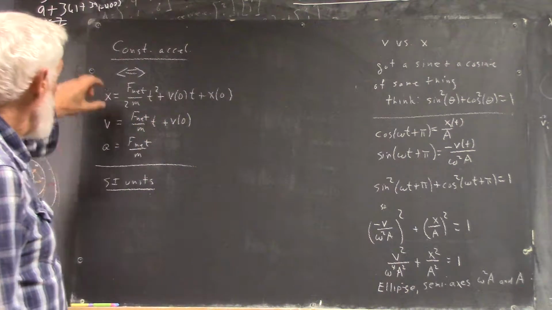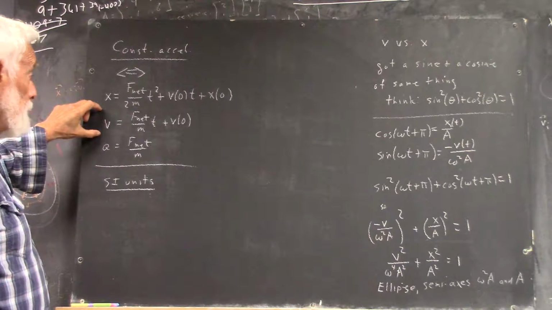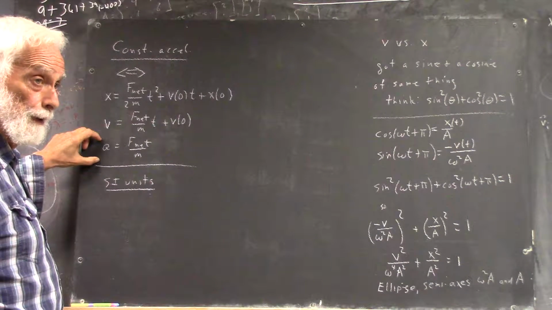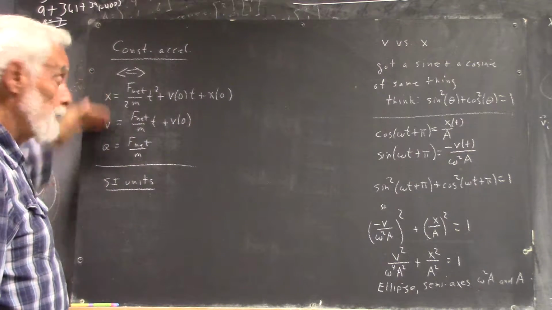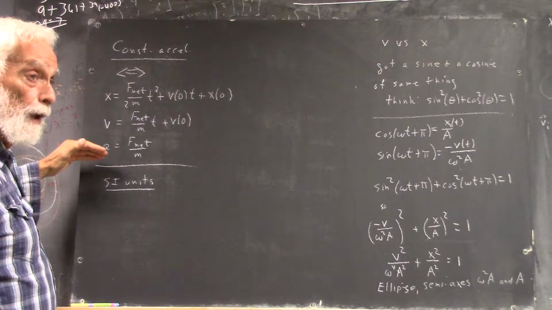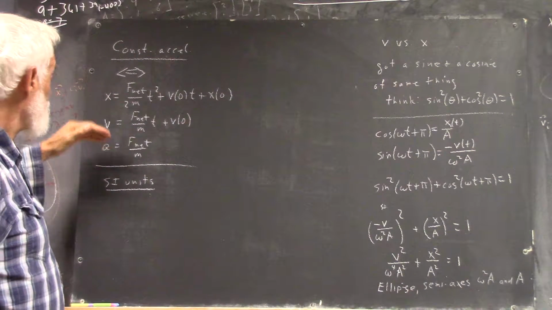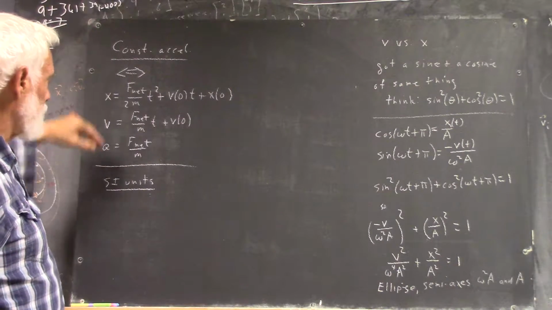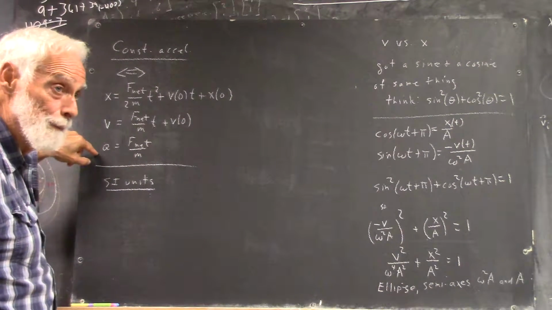If you have just this equation, well, this one follows by taking a derivative, this one follows by taking another derivative. So all three of these equations are equivalent. So any one of them is equivalent to constant acceleration, because of course that's what this is anyway.